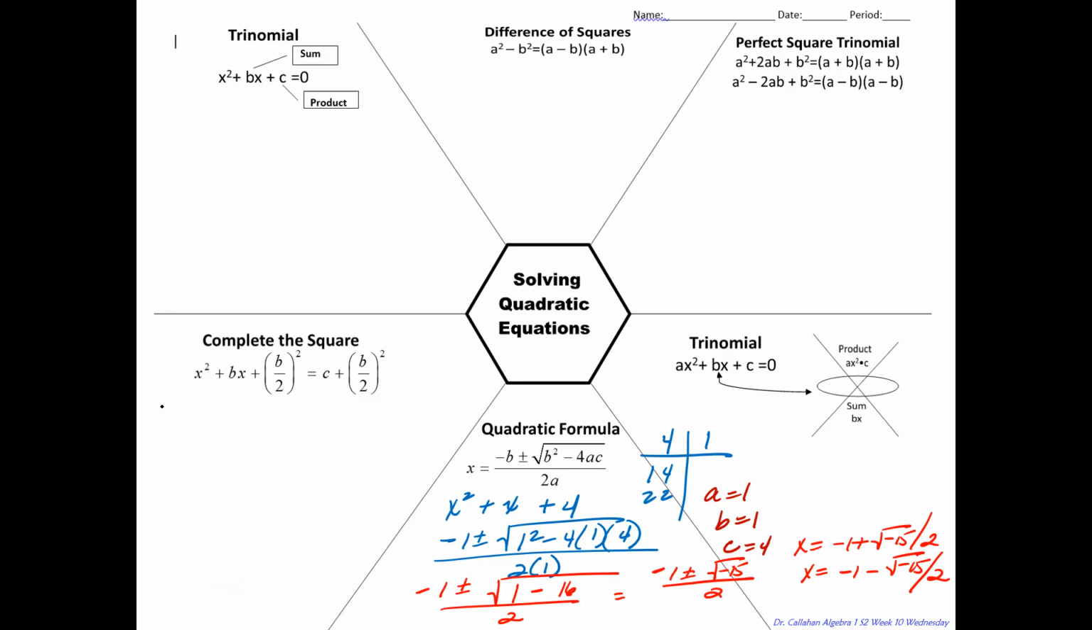Okay, let's take a look at this one here. Let's say you have an x squared plus 6x plus, let's see, how I want to set this up. 9. Let's do a minus 16.